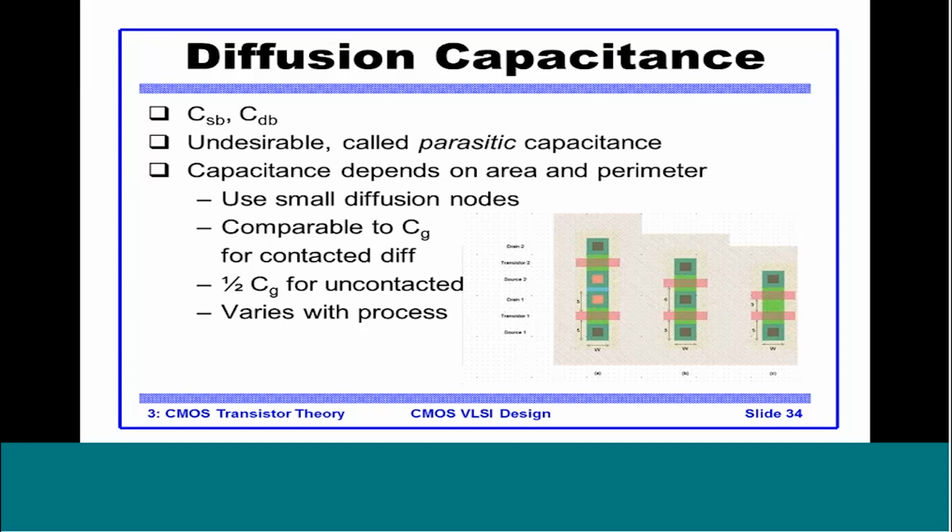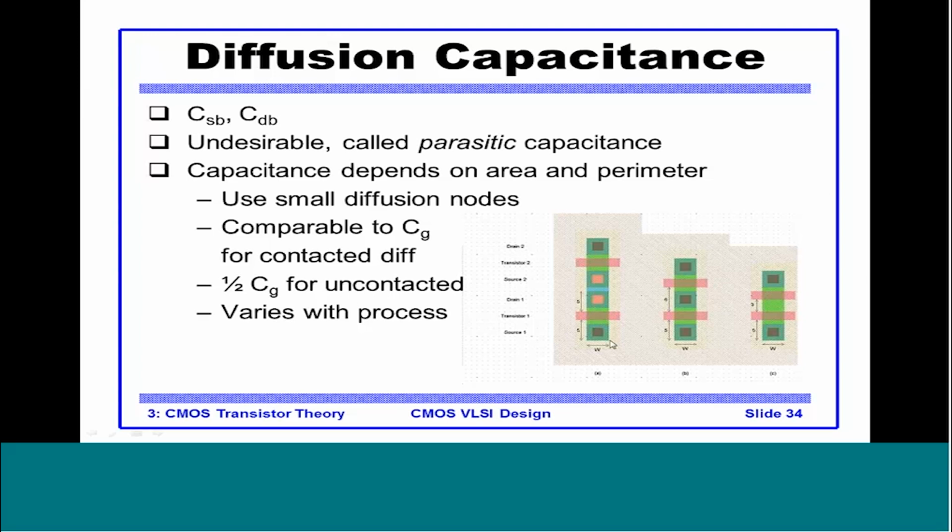Now a parallel plate capacitance depends on the area and perimeter. So the way the capacitance is decreased is by using small diffusion nodes. These capacitances are very comparable to gate capacitance for a contacted diffusion. If the diffusion is uncontacted, it decreases and also varies with process.